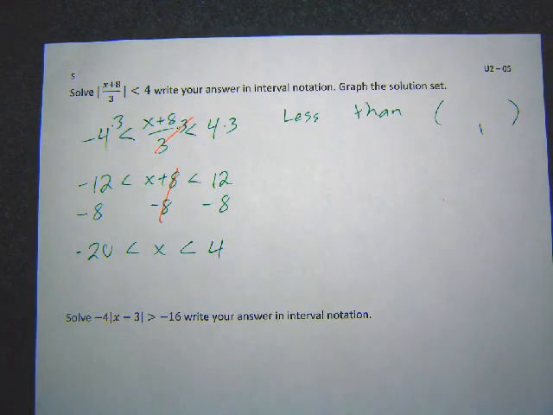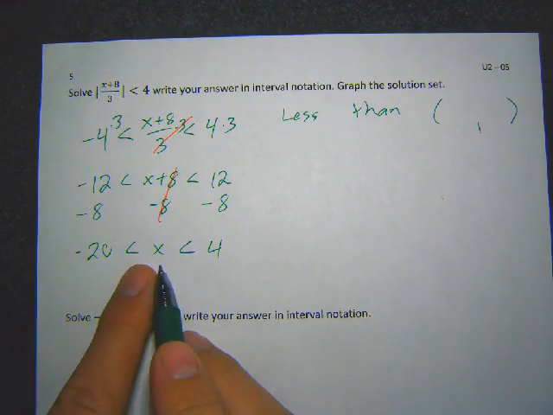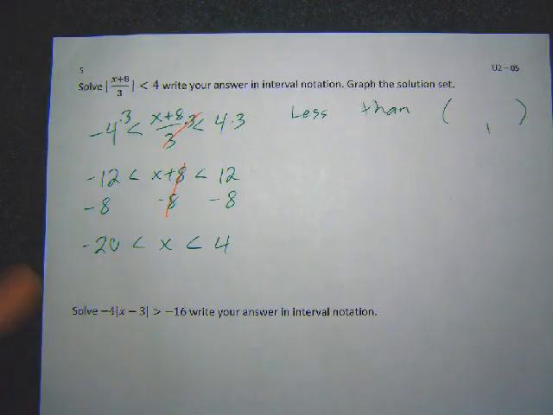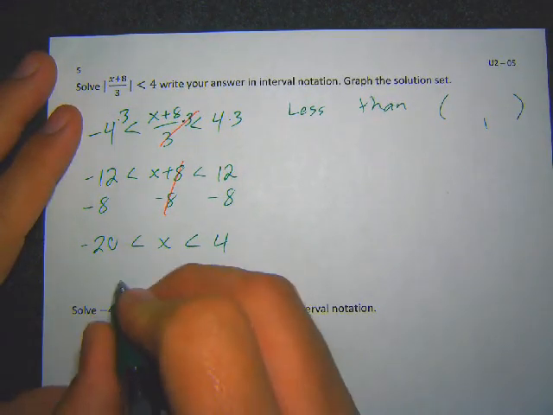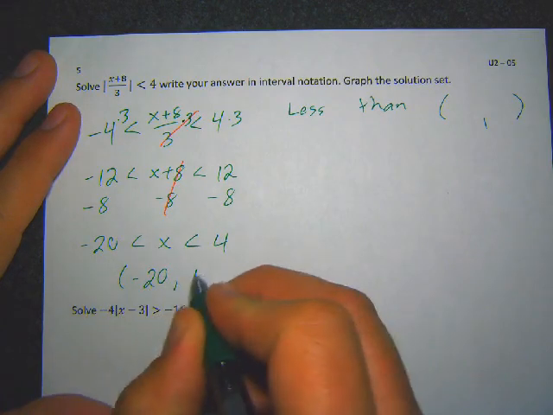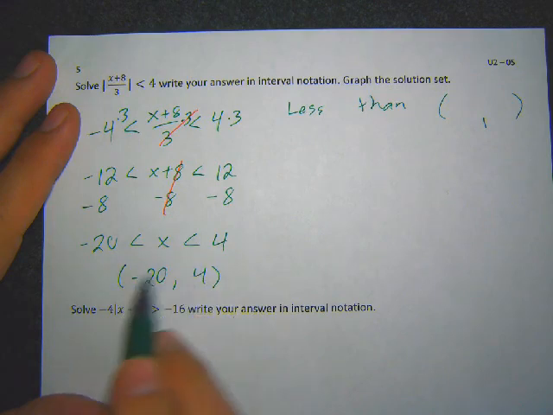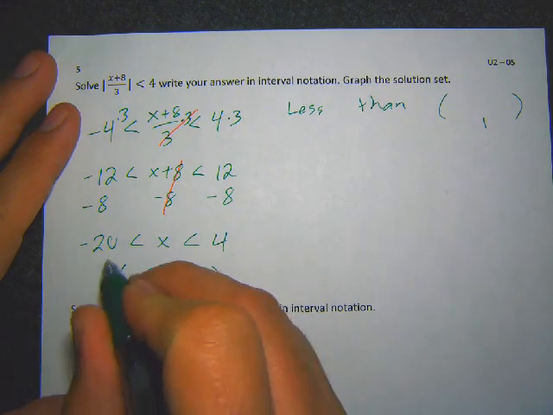So what this shows us is that the values for x have to be between 4 and negative 20. They have to be in that middle range between 4 and negative 20. So the answer for this is going to be the values from negative 20 to 4, stuff in between. Again, no equals, so we use parentheses. That's why that's our answer.